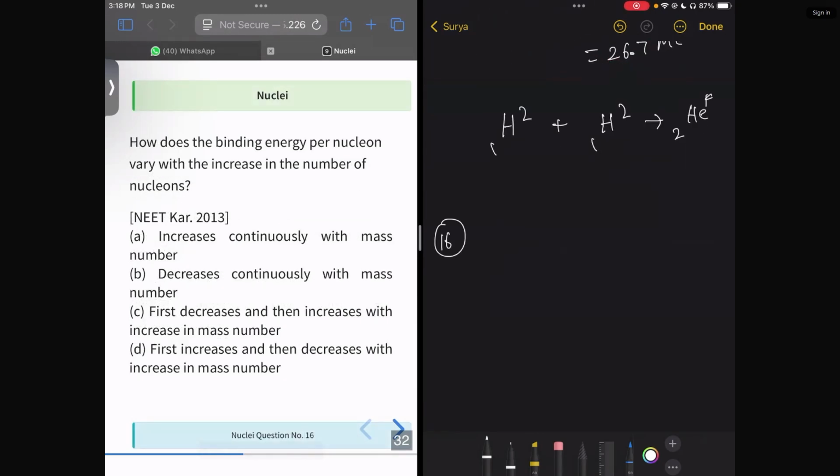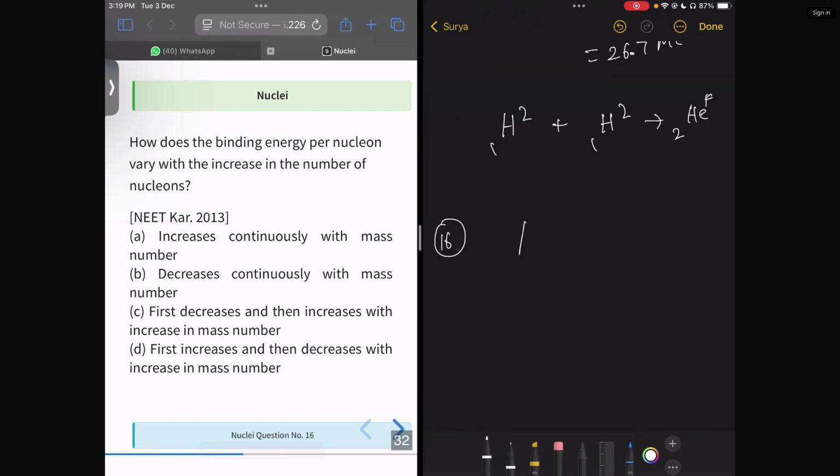16th question. How does binding energy per nucleon vary with increasing number of nucleons? The energy with mass number: does it continuously increase, or decrease with mass number? First it increases and then decreases with the mass number.